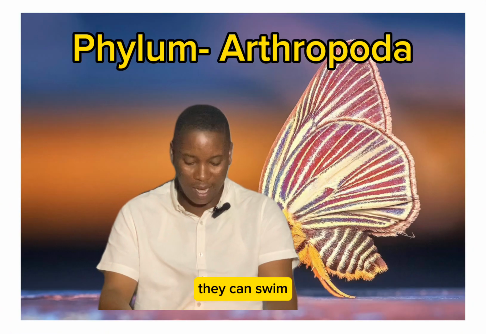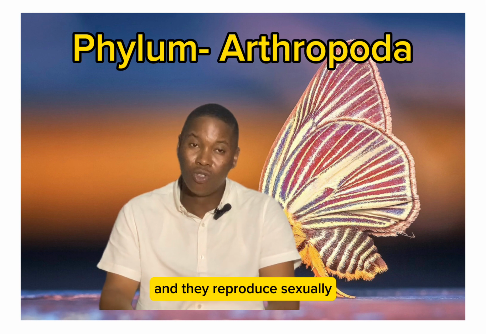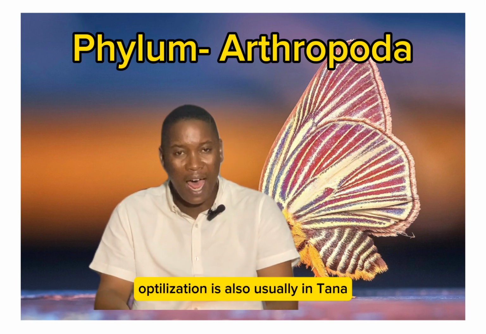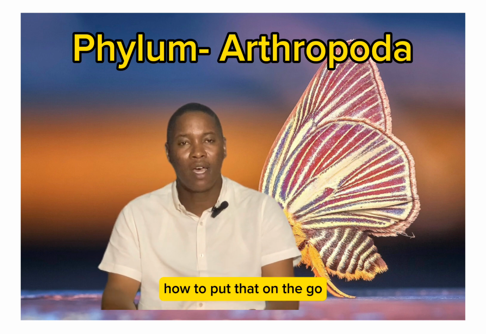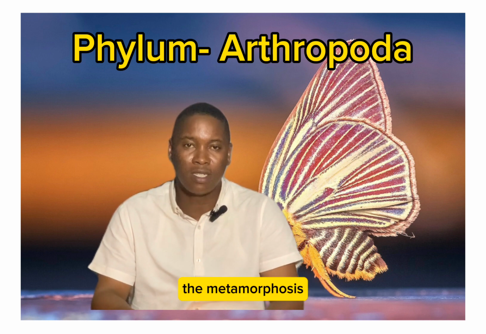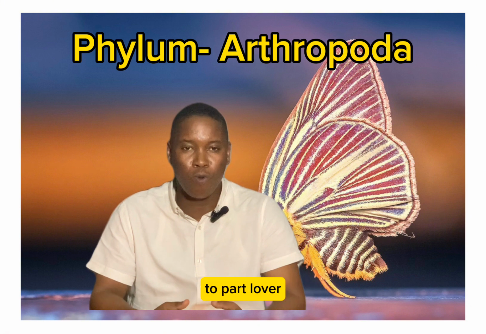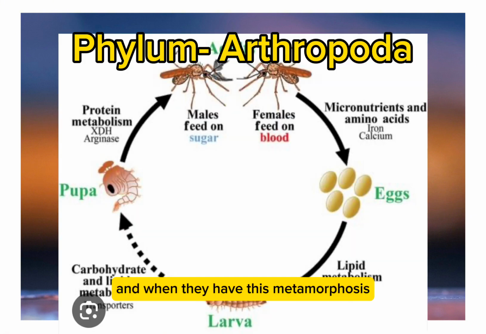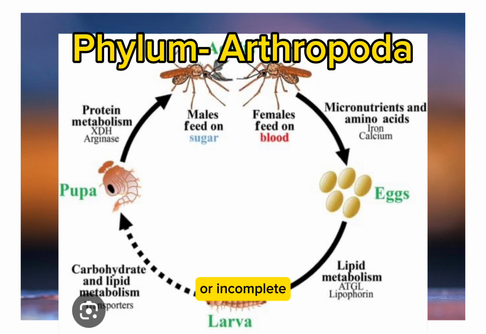Arthropoda can walk, they can swim, and they reproduce sexually. Fertilization is also usually internal, and many times Arthropoda undergo what you call metamorphosis. They move from egg to larva to pupa and then to adult. And when they have this metamorphosis, it could be complete or incomplete metamorphosis. This is important to know.